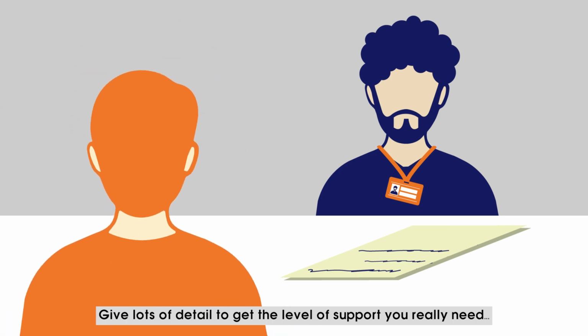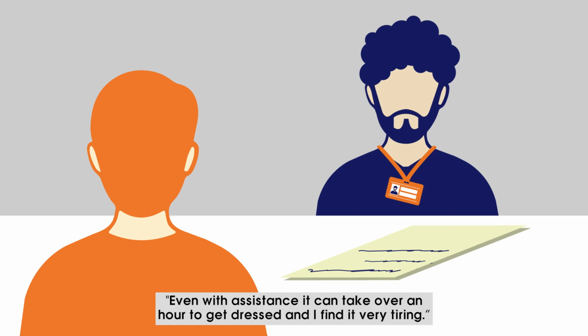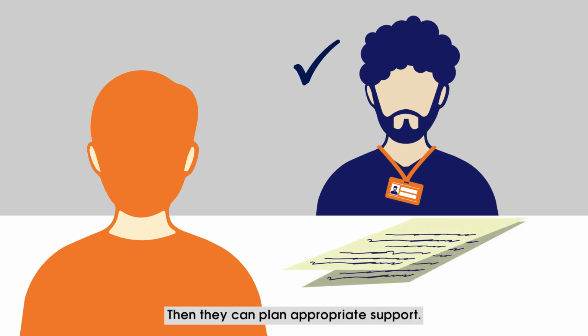Give lots of detail to get the level of support you really need. For example, if you explain that, "I find it difficult to get dressed," they may not fully understand. But if you tell them, "I cannot do up buttons or zips anymore, even with assistance, it can take over an hour to get dressed and I find it very tiring," then they can plan appropriate support.